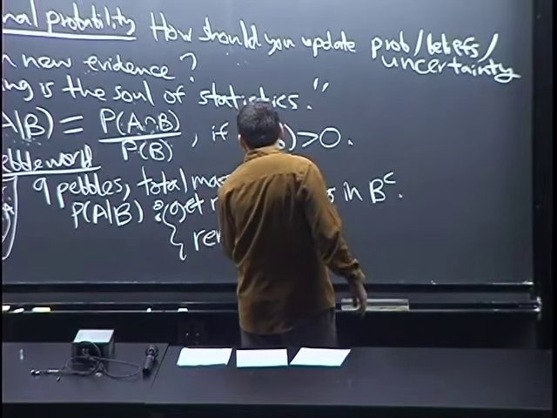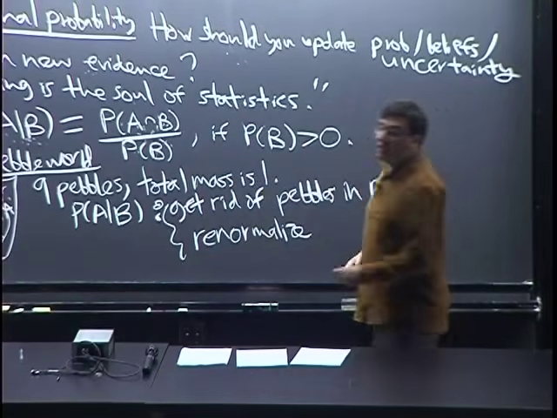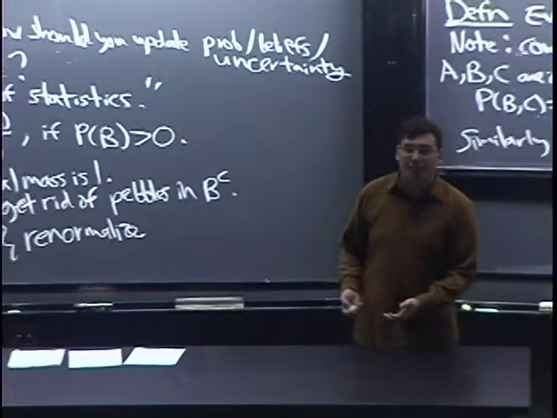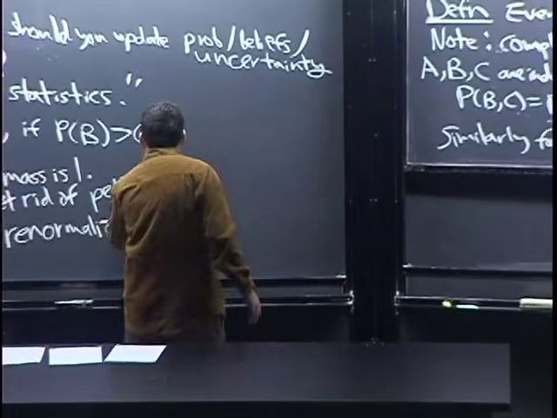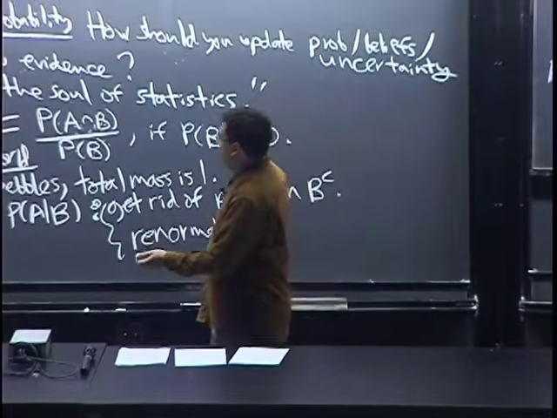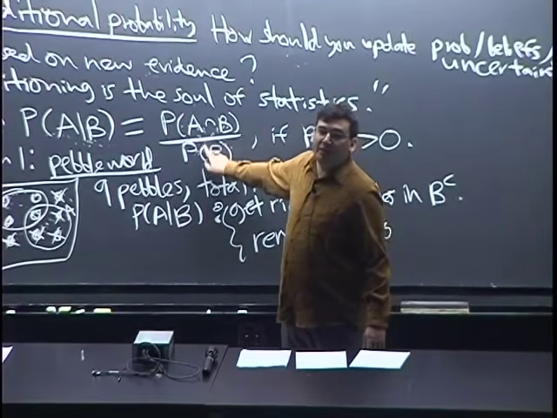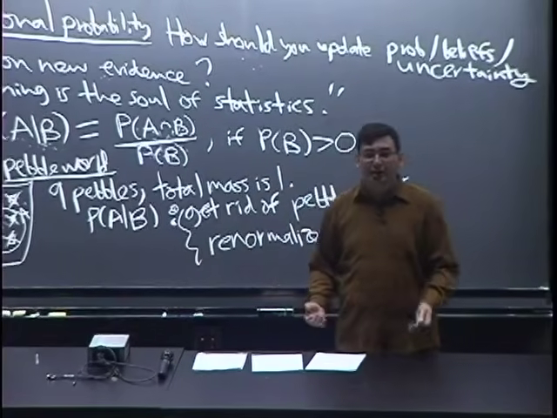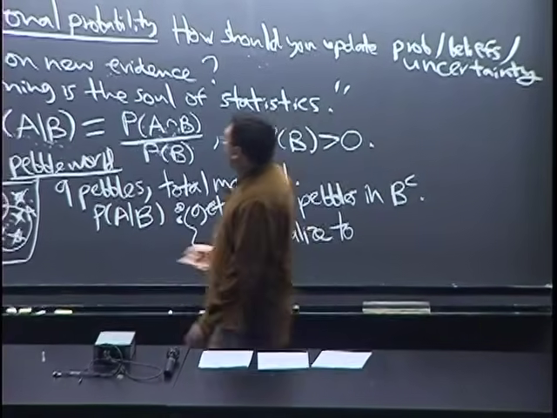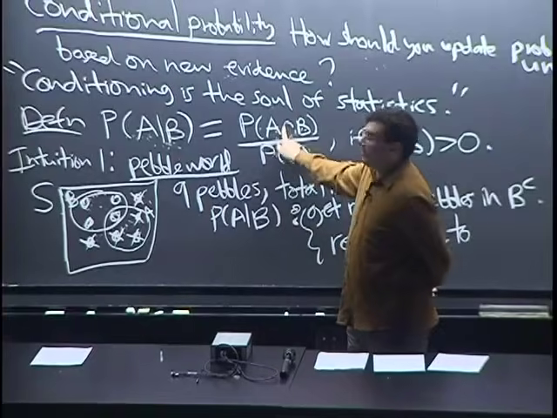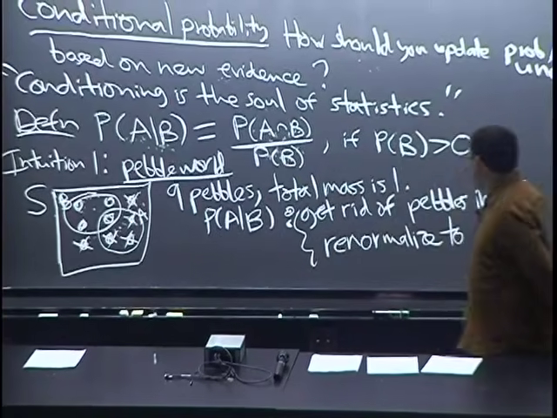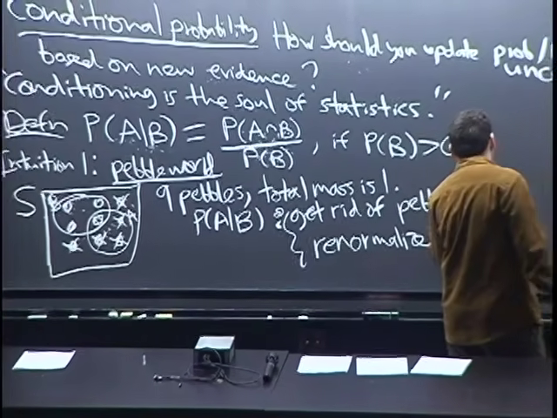Renormalize is just a fancy word saying multiply by a constant so that the new total mass equals 1. And you can check for yourself, just with easy algebra, that this is the correct normalization, that if you divide by P of B, you're going to make the total mass 1 again. The reason is just that if we let A equal B, that's P of B over P of B equals 1. So renormalize to make total mass 1 again.